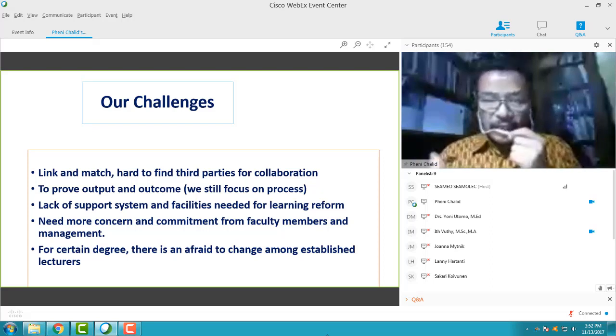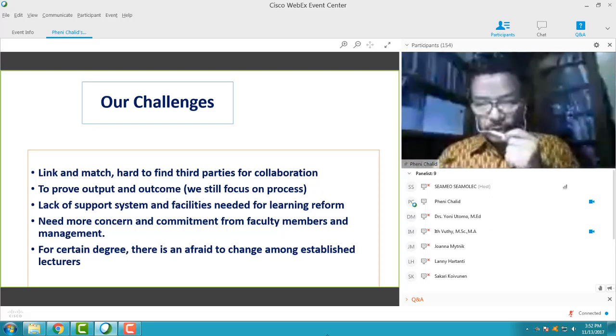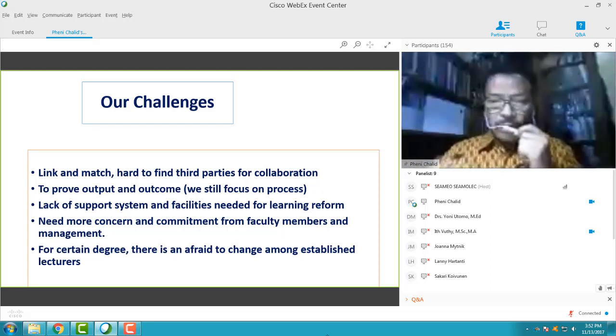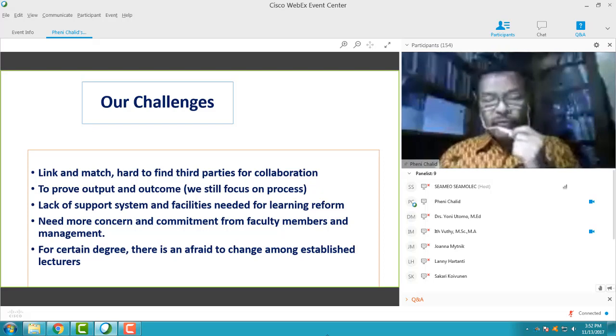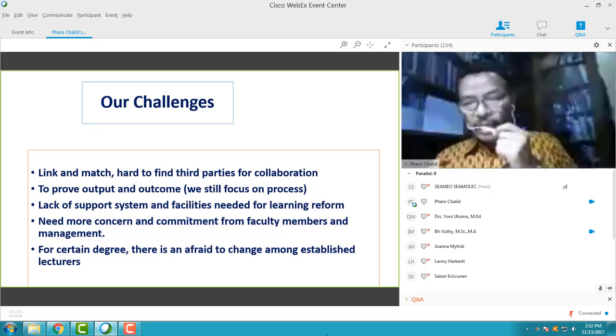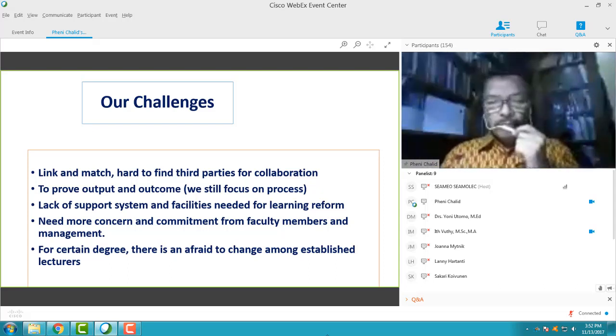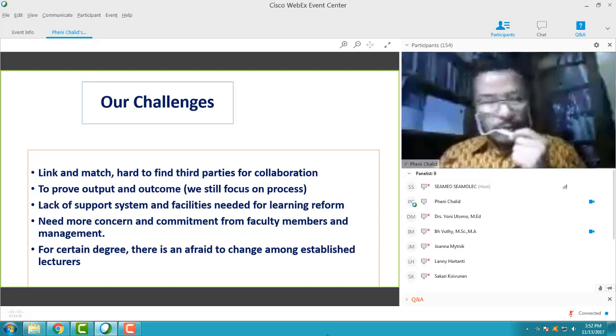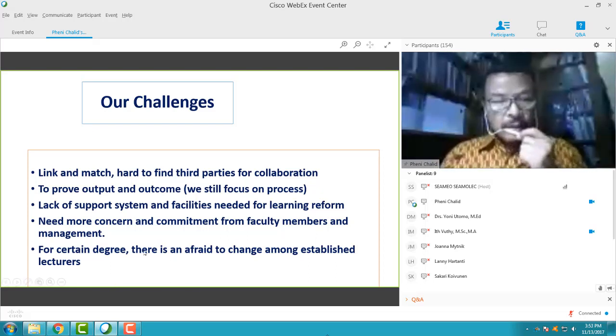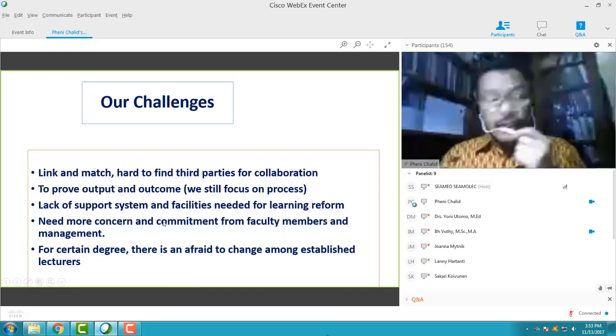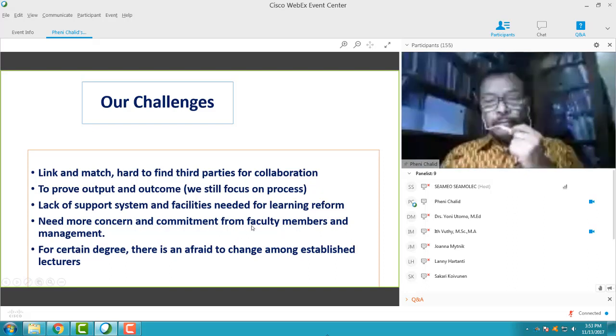Facilitation. It is really needed for a new approach. But this is the second question: how to convince the management that the new facilities according to the need are really important. This is also the second challenge for us because we're doing a new approach. The third and the fourth need more consent and commitment from faculty members and management.